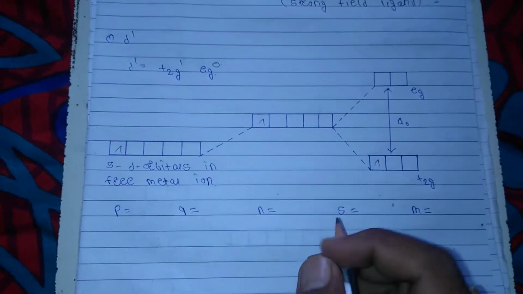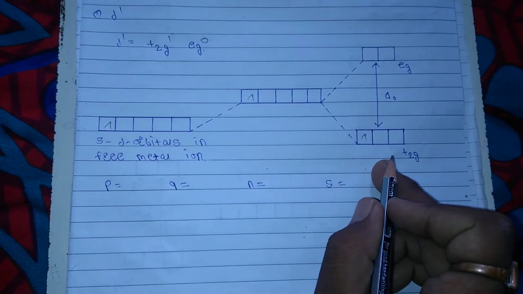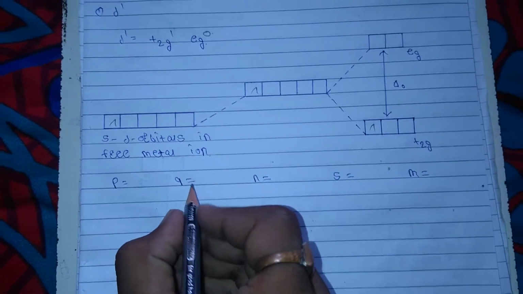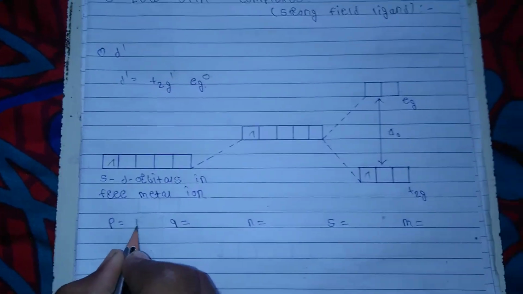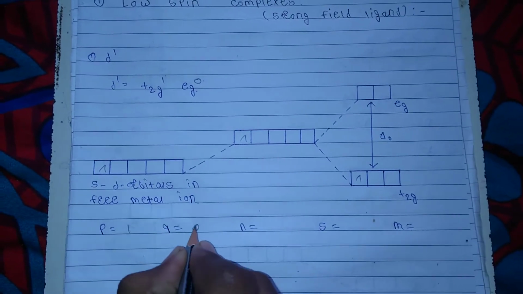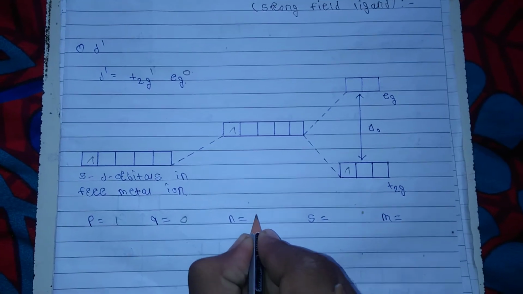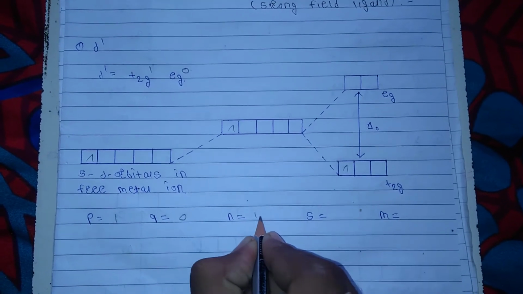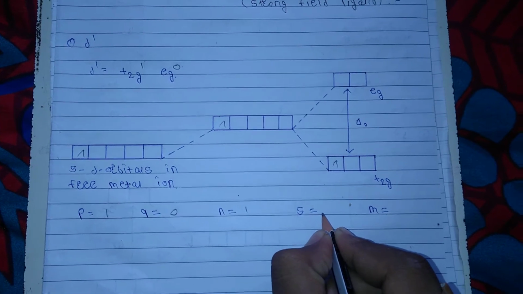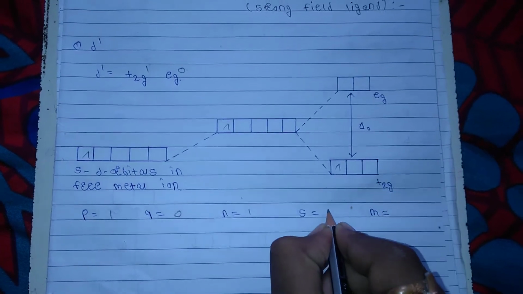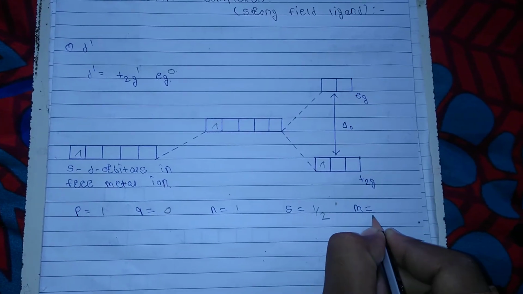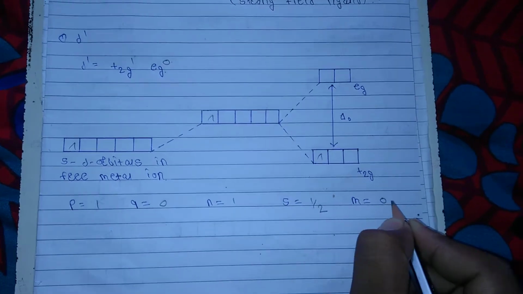So in d1, P is equal to 1, since the 1 electron is present in t2g. Q is equal to 0. N, the total number of unpaired electrons, is 1. And S, the resultant spin, is N by 2, which means 1 by 2. And M, the number of electron pairs, is 0.